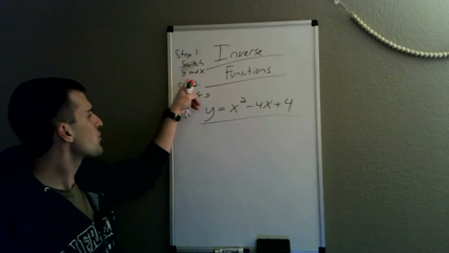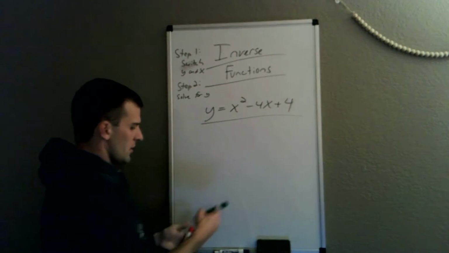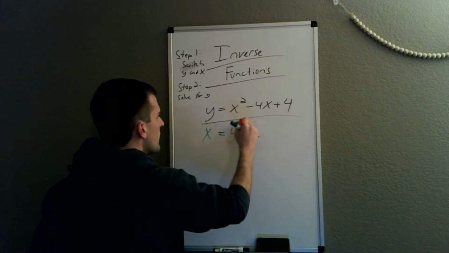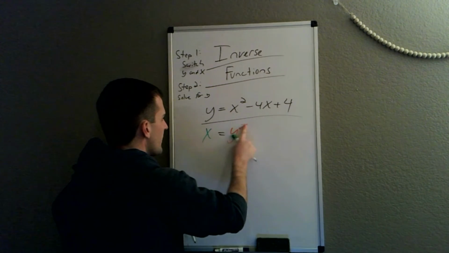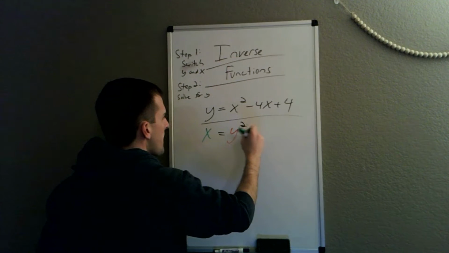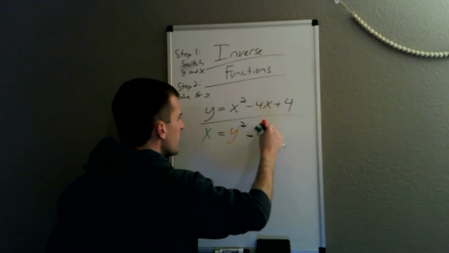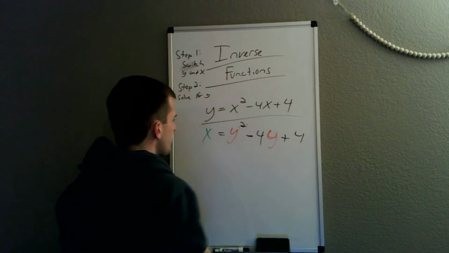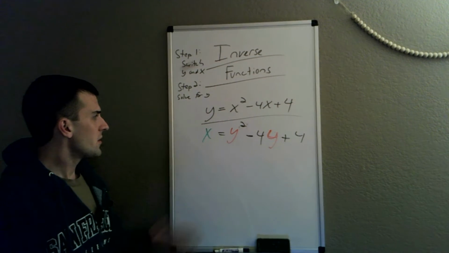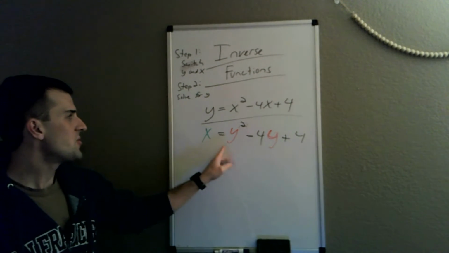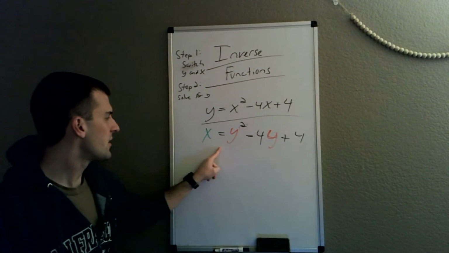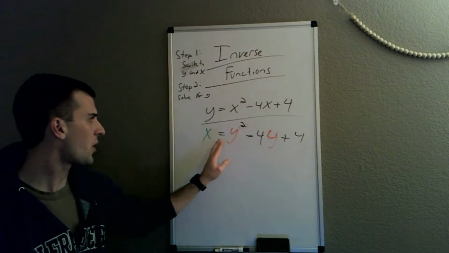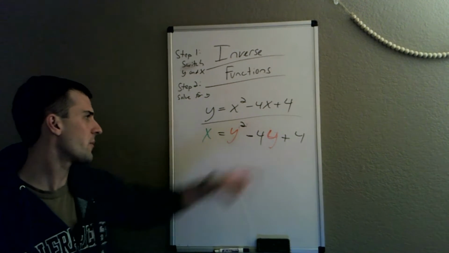So step 1, switch y and x. So I'll do x equals y squared minus 4y plus 4. Alright, so to solve for y in step 2, we need to do something to this right hand side so that we can get an expression of this in terms of just one y, instead of having a y squared term and a y to the 1 term.